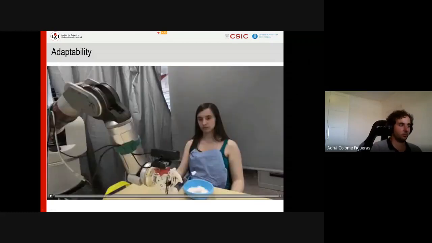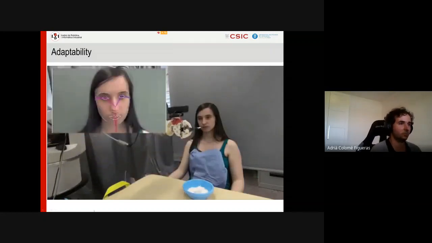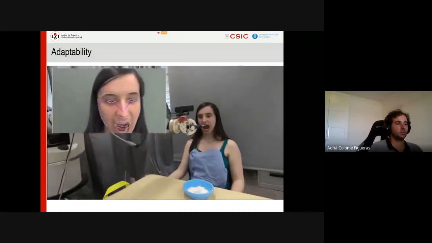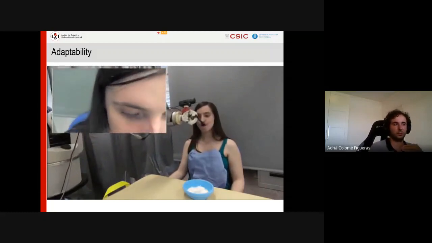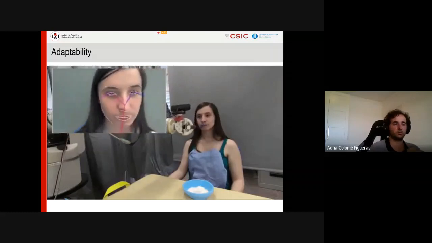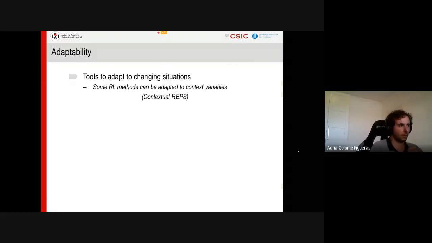And other cases where we want the robot to be adaptable is in this case, for example, where feeding and using vision to see if the mouth is open or not, just kind of a flag for, okay, we can go in or not, and also adapt to the position of the mouth. And so there's some tools to adapt to changing situations.